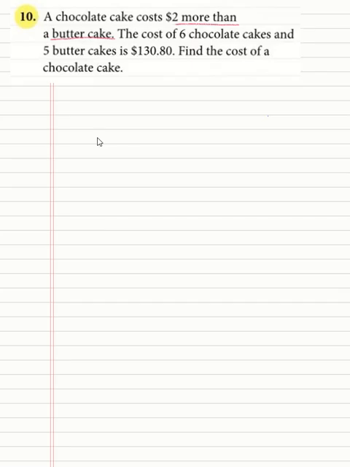So whenever we have to convert a word problem into an algebraic equation, step number 1 is to consider the unknown thing as x. So here we have two unknown things: the cost of the chocolate cake and the cost of the butter cake. Here it is saying the cost of chocolate cake is 2 more than the butter cake.